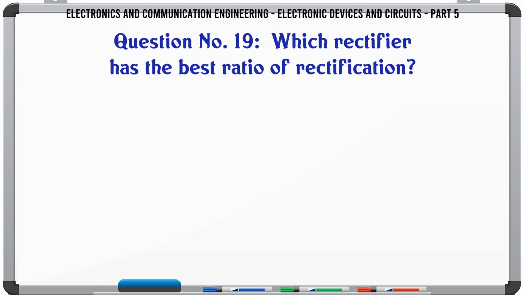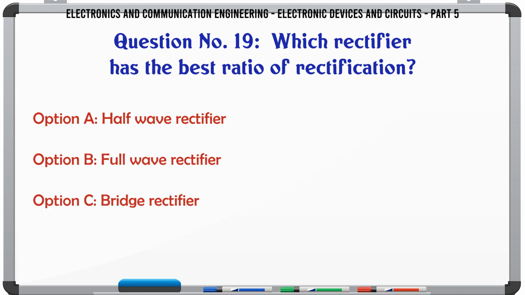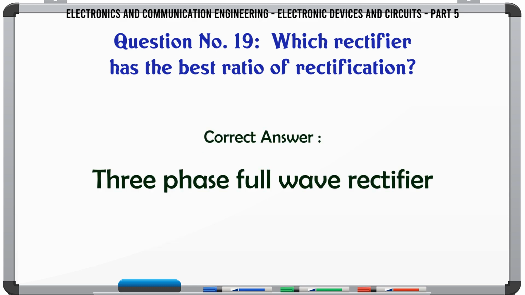Which rectifier has the best ratio of rectification? A: Half-wave rectifier, B: Full-wave rectifier, C: Bridge rectifier, D: Three-phase full-wave rectifier. The correct answer is three-phase full-wave rectifier.